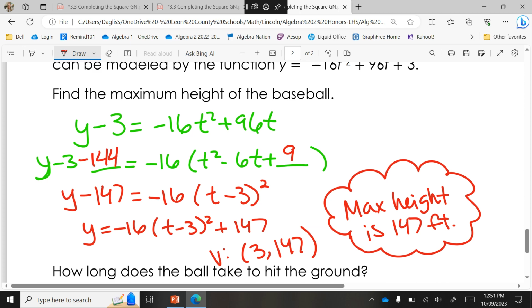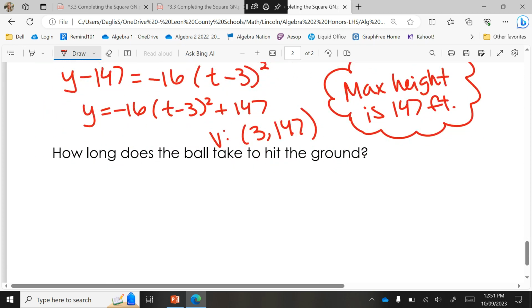Yes, 3 seconds. Okay. So what we're going to do tomorrow is we're going to figure out how long it took the ball to hit the ground. So that means that my y value is going to be what? 0. So we're going to make our equation equal to 0. All right. Good job.